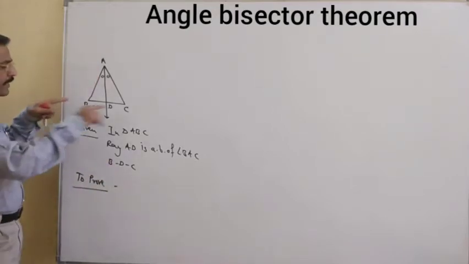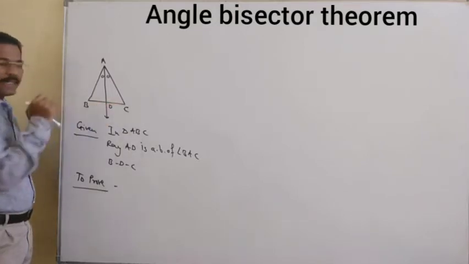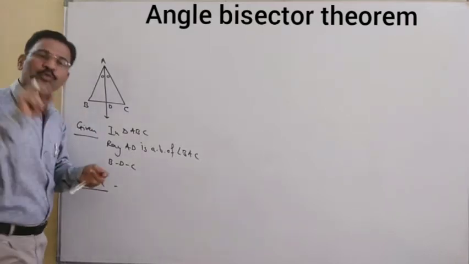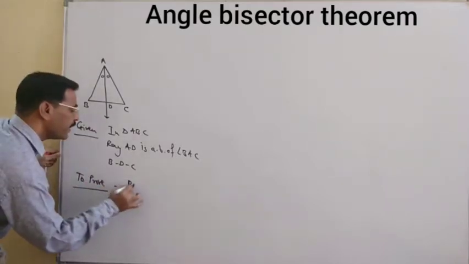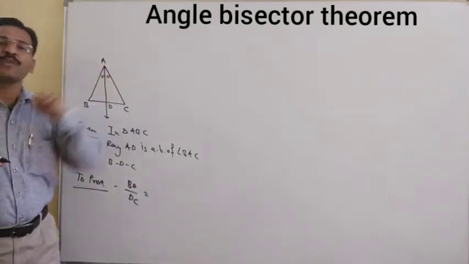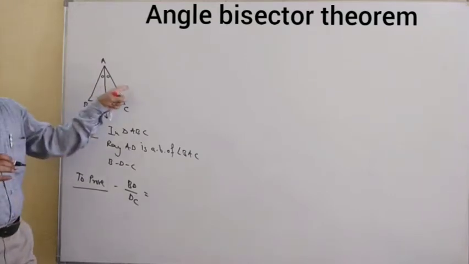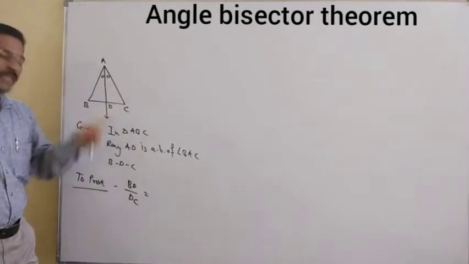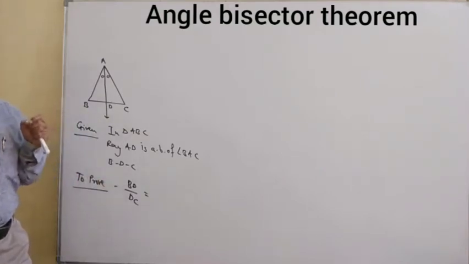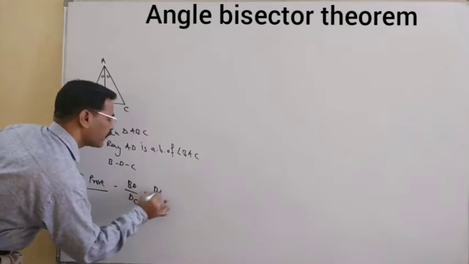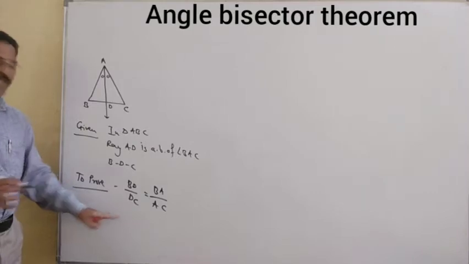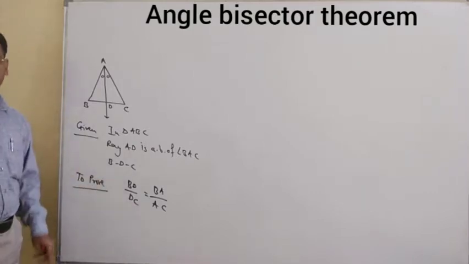this bisector intersects the side BC at D, so that BC is divided in two parts. The ratio of those two parts, BD upon DC, is equal to the ratio of the remaining sides of the triangle, which is BA and AC. The ratio BA upon AC and BD upon DC, both these are equal. That much part we are going to prove here. Okay, let's see.